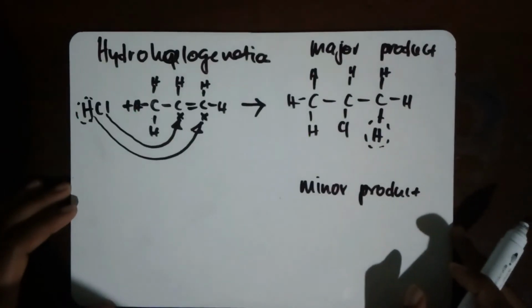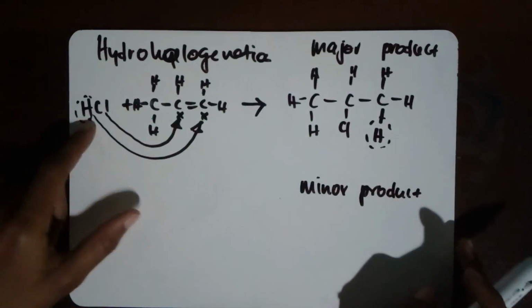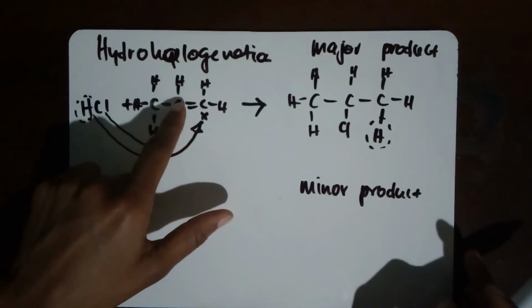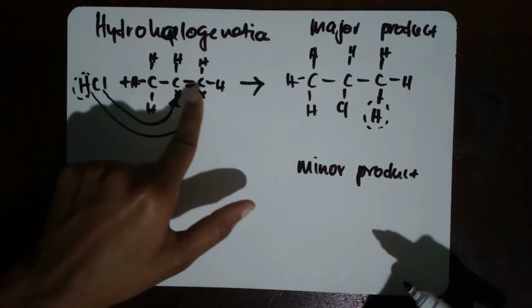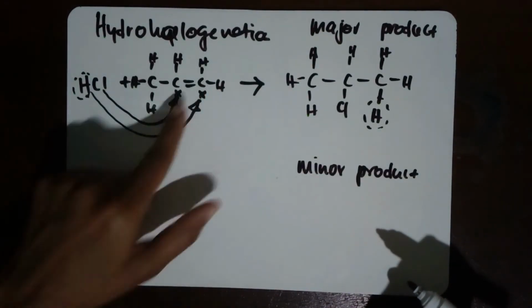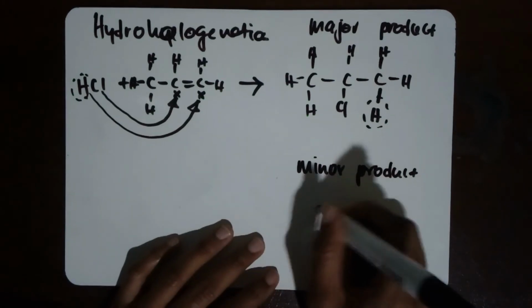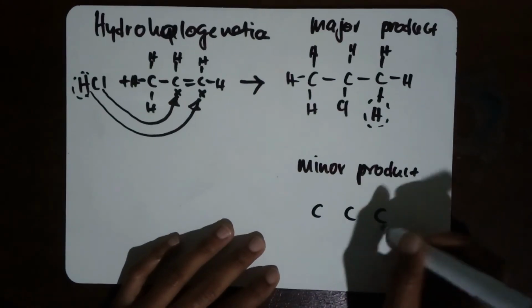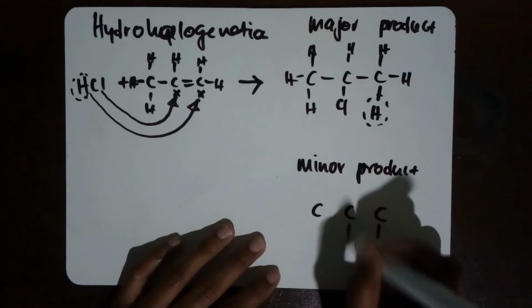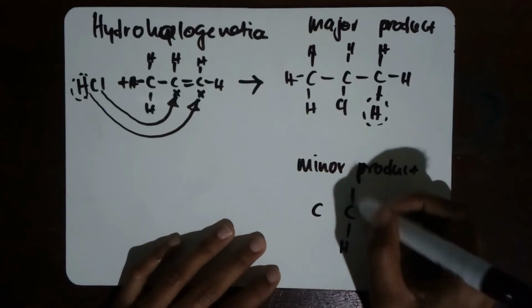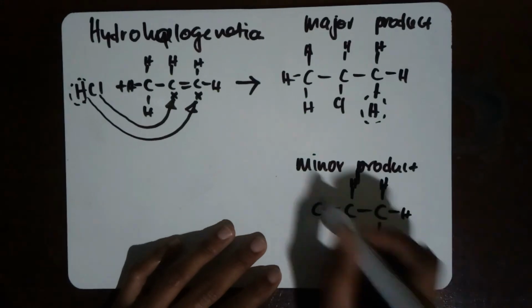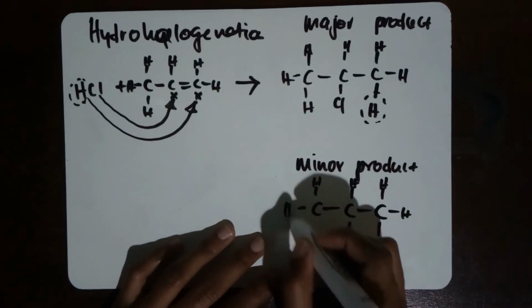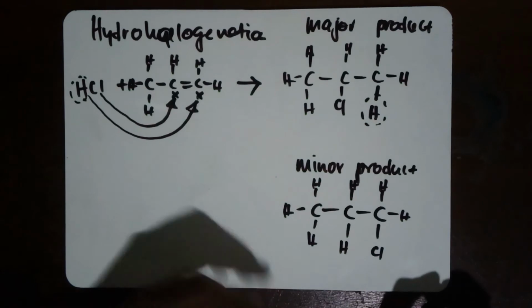For your minor product, it will just be the opposite. Your hydrogen will come to the carbon atom with the least number of hydrogen atoms, and your chlorine will go to the carbon atom with the highest number of hydrogen atoms, meaning this will be your minor product. So your chlorine will come here and your hydrogen will come here. So I'm hoping that is clear in terms of how we form major and minor products.